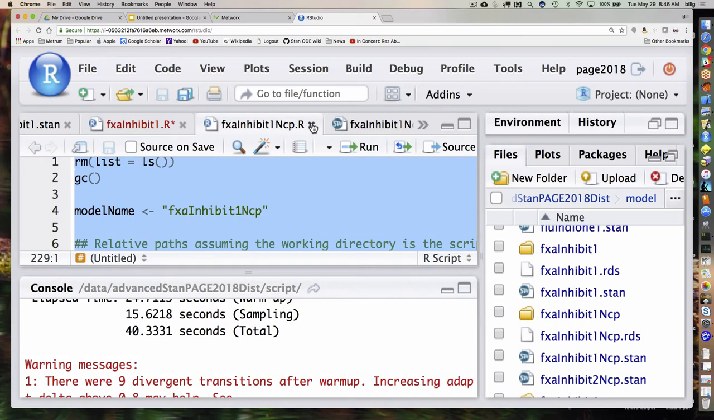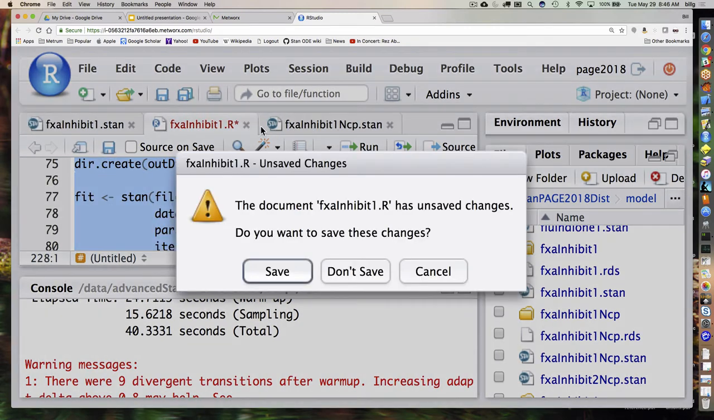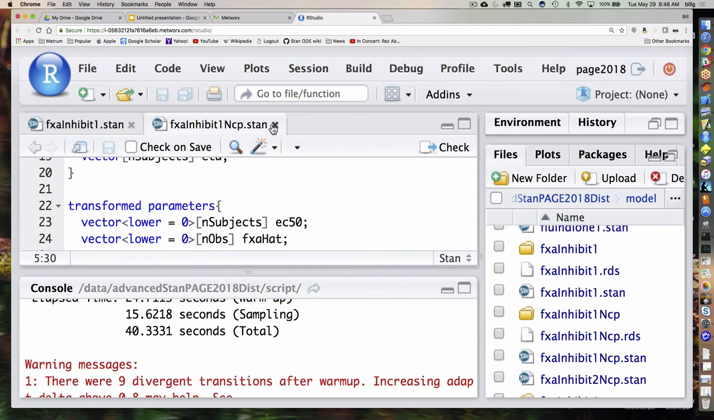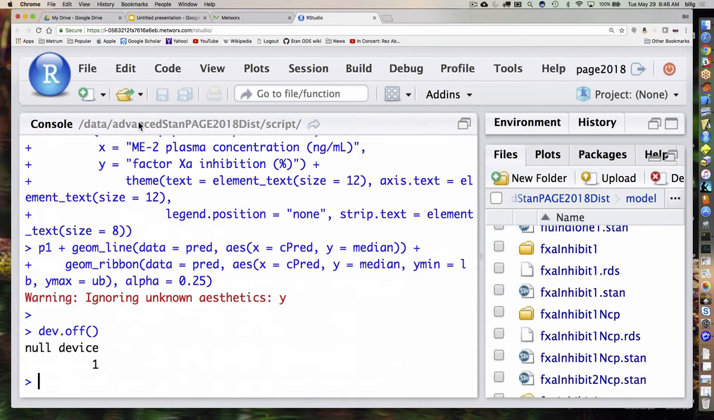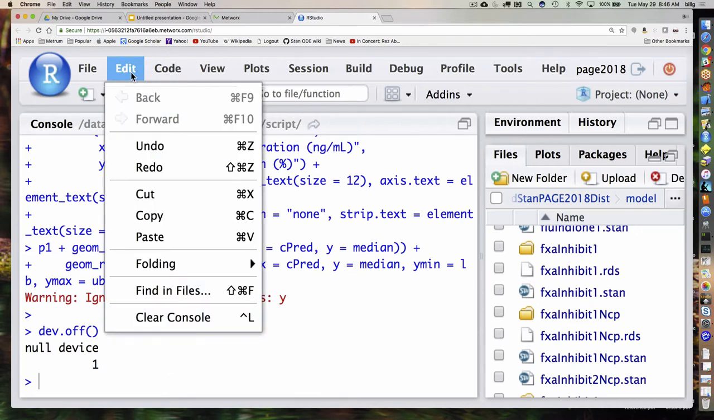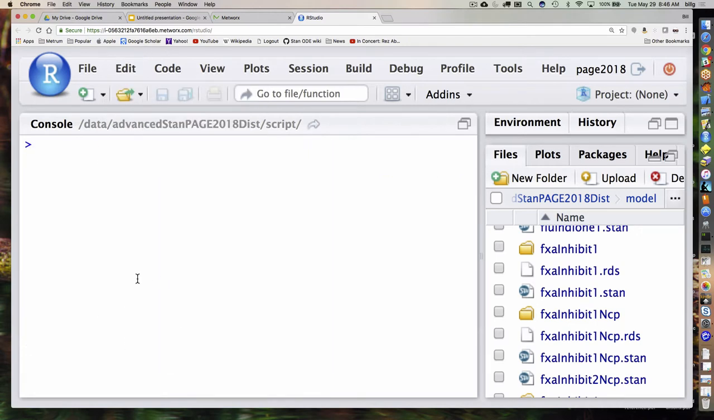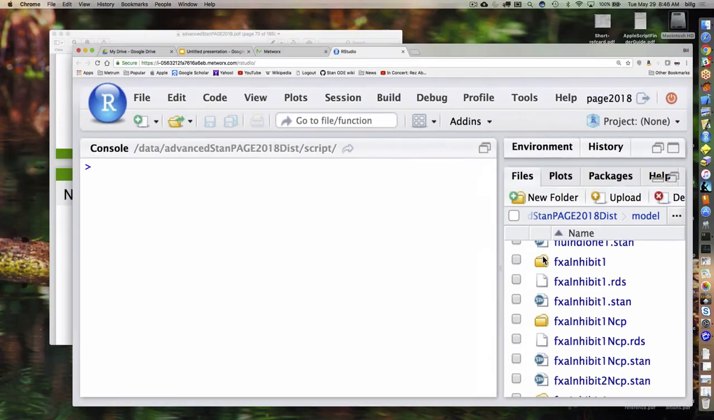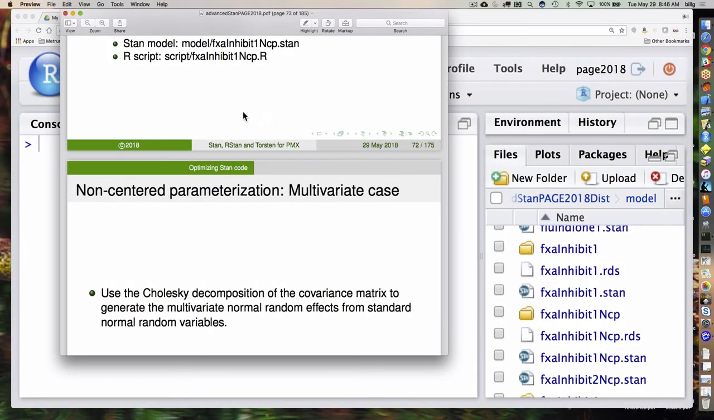Let's get rid of some of this. Okay. Yeah, let's clear the decks a little. And let's go to the next.